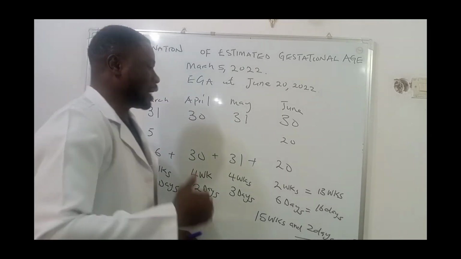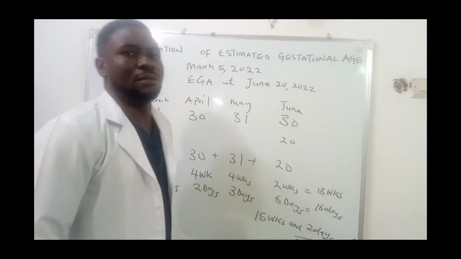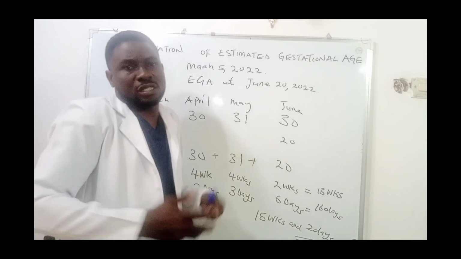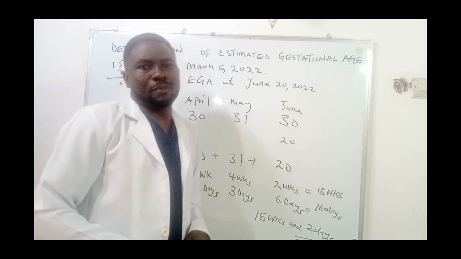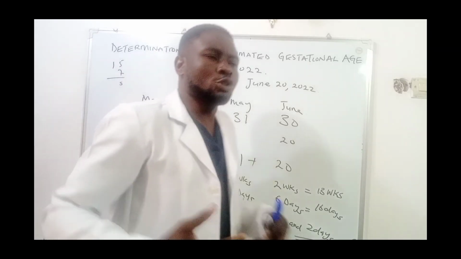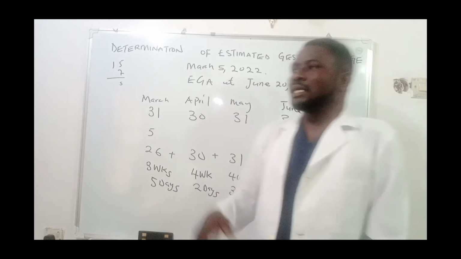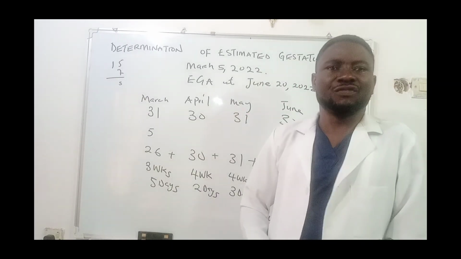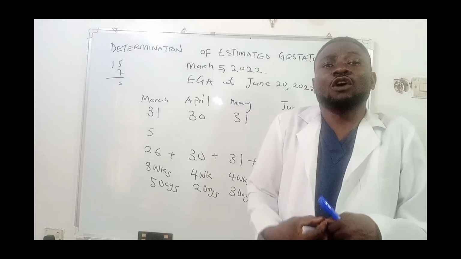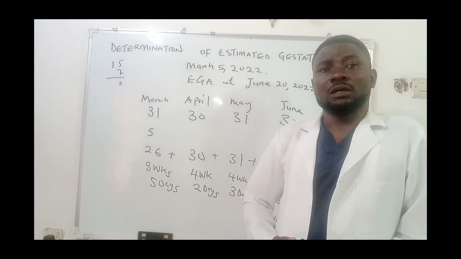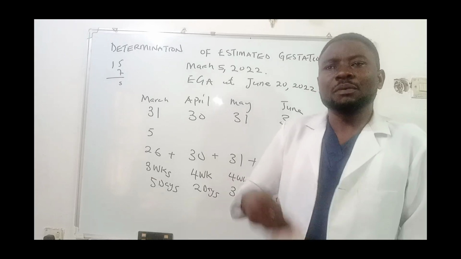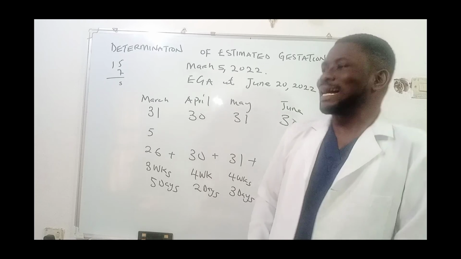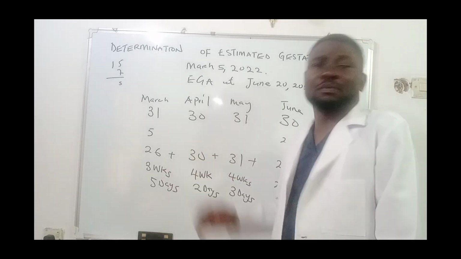This is how you can determine the estimated gestational age, which is simply the age of pregnancy at any given time. And again, I want you to understand at this point that the age of pregnancy, or gestational age, is not the same as the fetal age. Fetal age refers to the age of the baby in your womb, the growing fetus, which is not the same as the gestational age, which is the age of pregnancy.